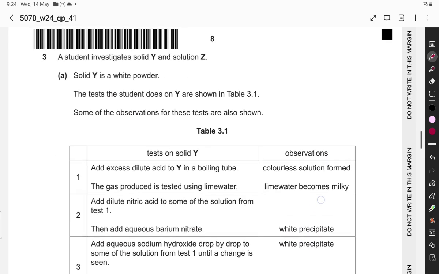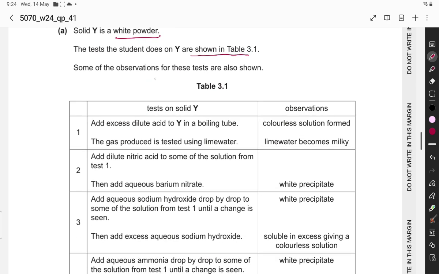Question number 3. A student investigates solid Y and solution Z. Solid Y is a white powder. The tests the student does on Y are shown in table 3.1. Some of the observations for these tests are also shown. Add excess dilute acid to Y in a boiling tube.